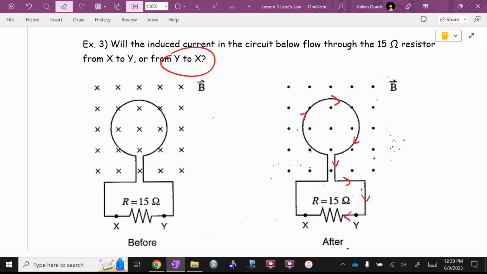Oh, and if you gave me more information, I could solve it. If you told me the strength of the magnetic field and how long it took, I could actually calculate. Oh, and how many coils of wire there were. This looks like a single coil of wire, but if there was more, I could solve it.